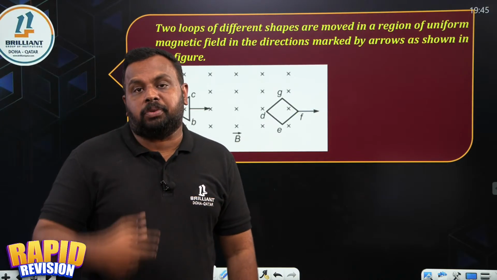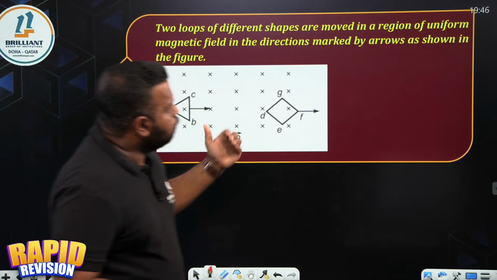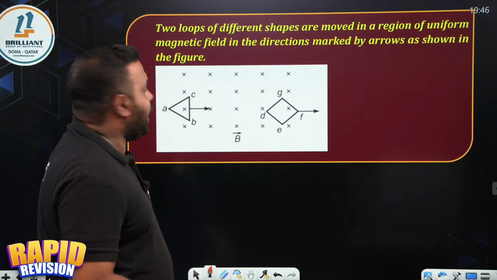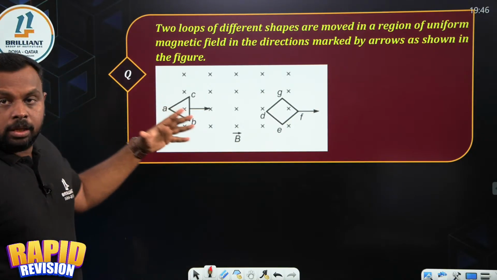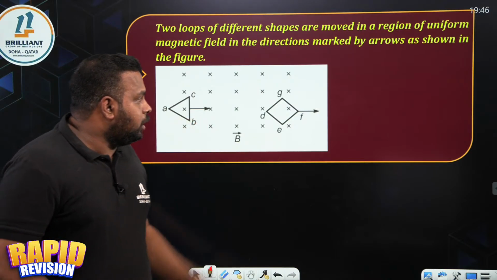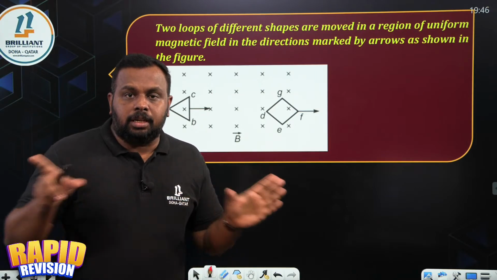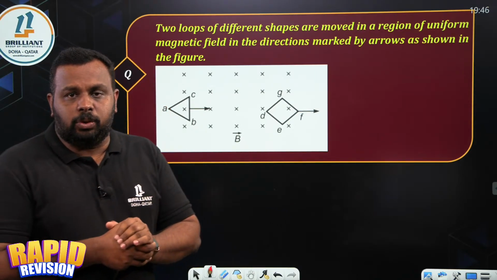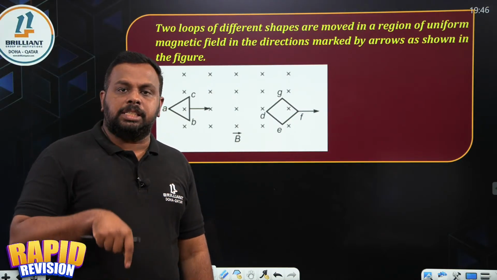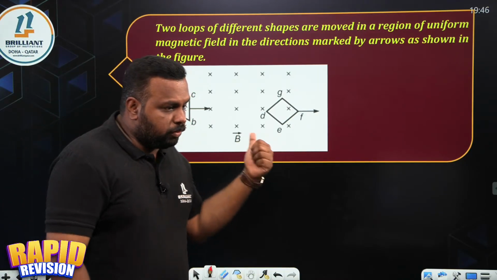Yes, this is another type of question which you can always see. Two loops of different shapes are moved in a region of uniform magnetic field in the direction marked by arrows as shown in the figure. In this case you have to find the direction of induced currents in the loops A, B, C, and G, F, E, D. That's the second loop. Here there is a basic idea: if there is a cross mark representing a field, that cross mark indicates the field is directed into the plane of the paper, into the plane of the board.